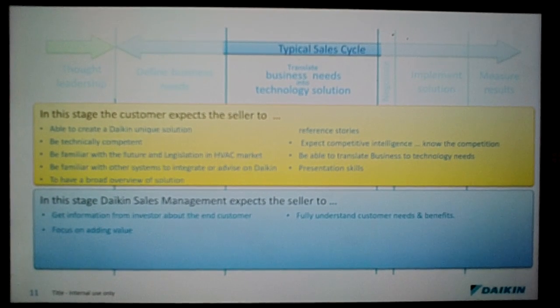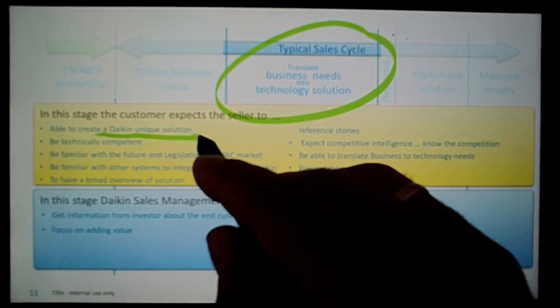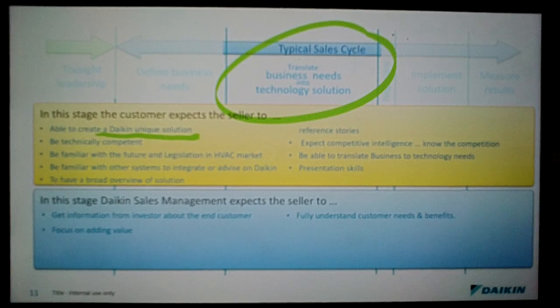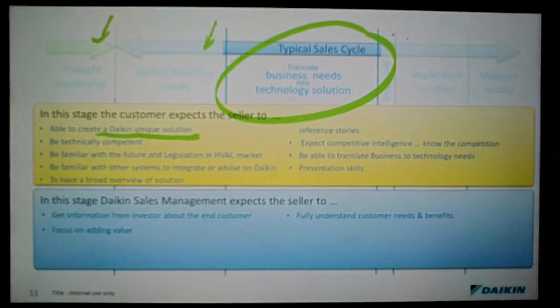So we move now into this stage, translating business needs into technology solutions. Customers' expectations are to create a unique solution, a good solution. So, have we not spoken about the solution in this stage or even in this stage? Well, very possibly we have, but this is where the customer actually requires it in terms of a proposal. So it will be a draft proposal, but it will be a proposal which will have prices associated with it.